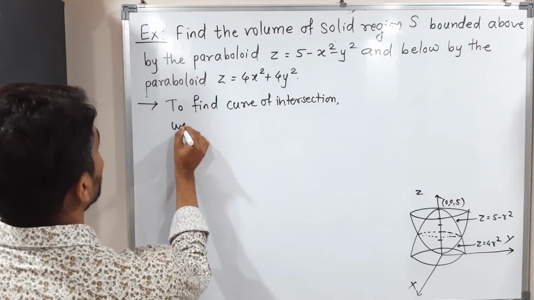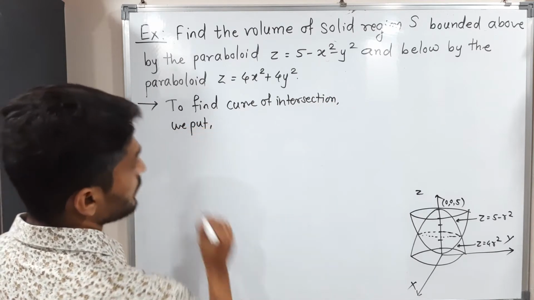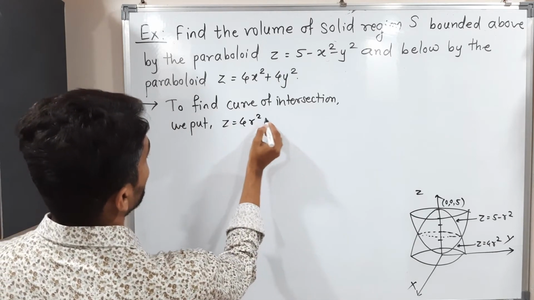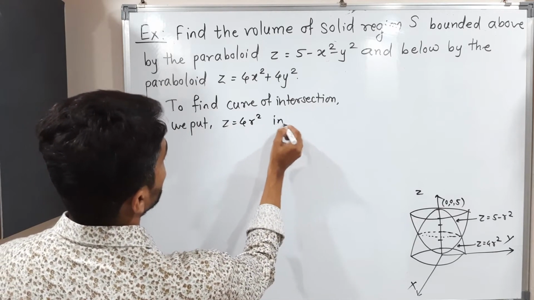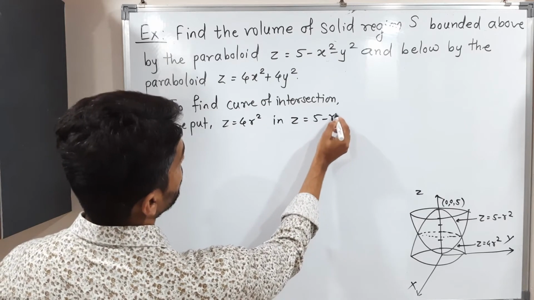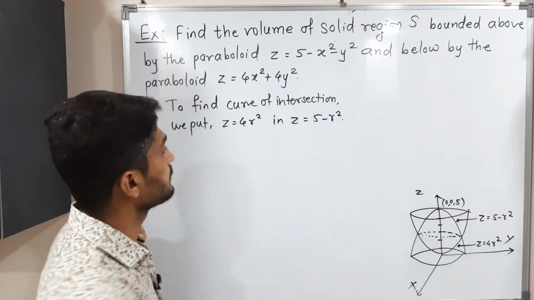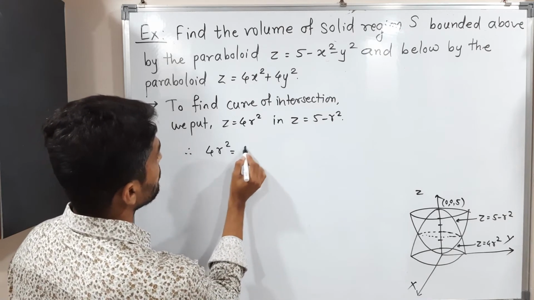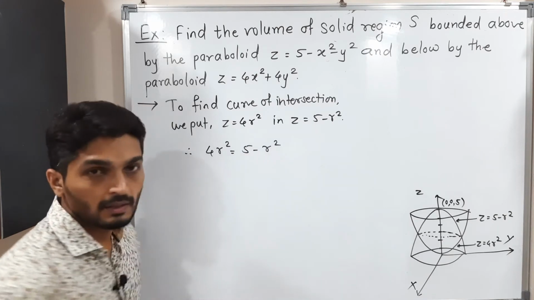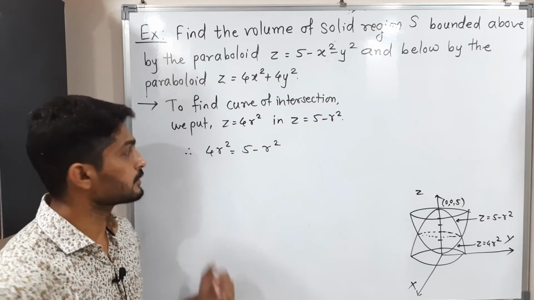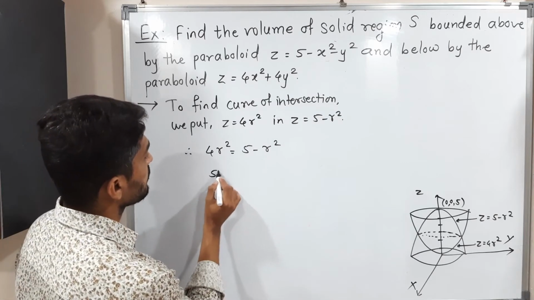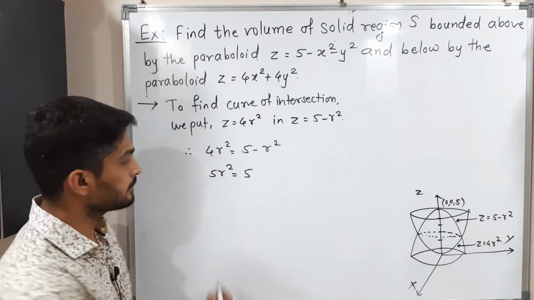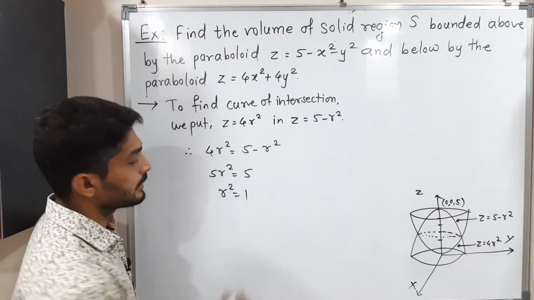we put, what shall we put? z equal to 4r square in z equal to 5 minus r square. So let us see what will happen. So therefore I am putting z equal to 4r square equal to 5 minus r square. I am shifting r square on this side. So 4r square plus r square, 5r square is equal to 5. 5 will get cancelled. r square is equal to 1.